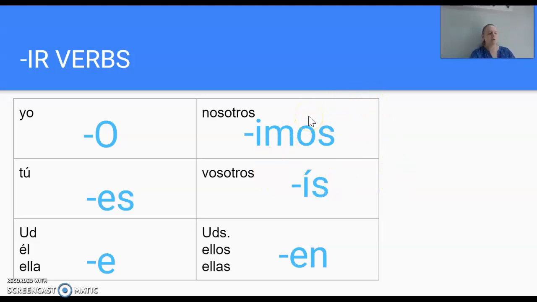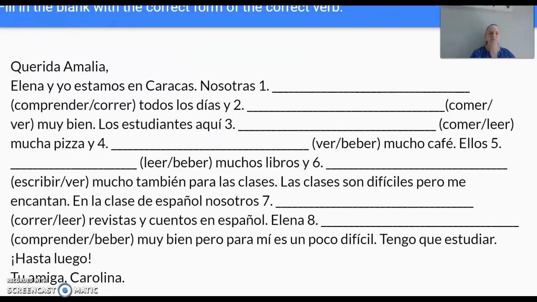You have on your paper, I think I have it on here as well, a short email or a short letter, like a postcard. What I want you to do is pick the verb that makes the most sense and then conjugate it appropriately. Okay, this might be a little bit tricky. Do your very best.